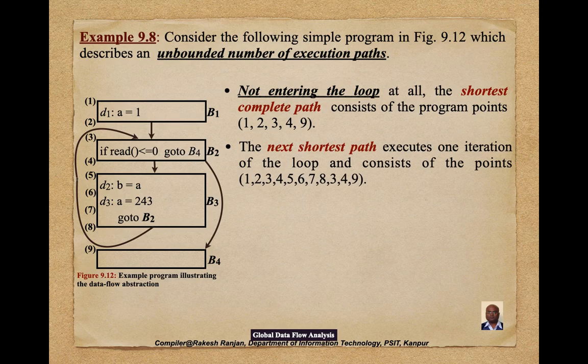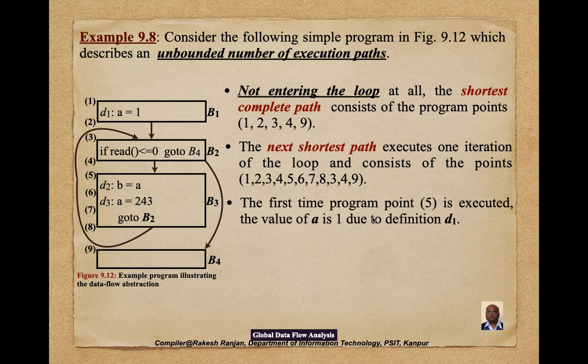And what will the next shortest path be? The loop running just once. For this case, what we have is point 1, point 2, point 3, point 4, then 5, 6, 7, 8, and after it again we have 3 and 4, and then we have B4, that is 9. So this is the next shortest path.